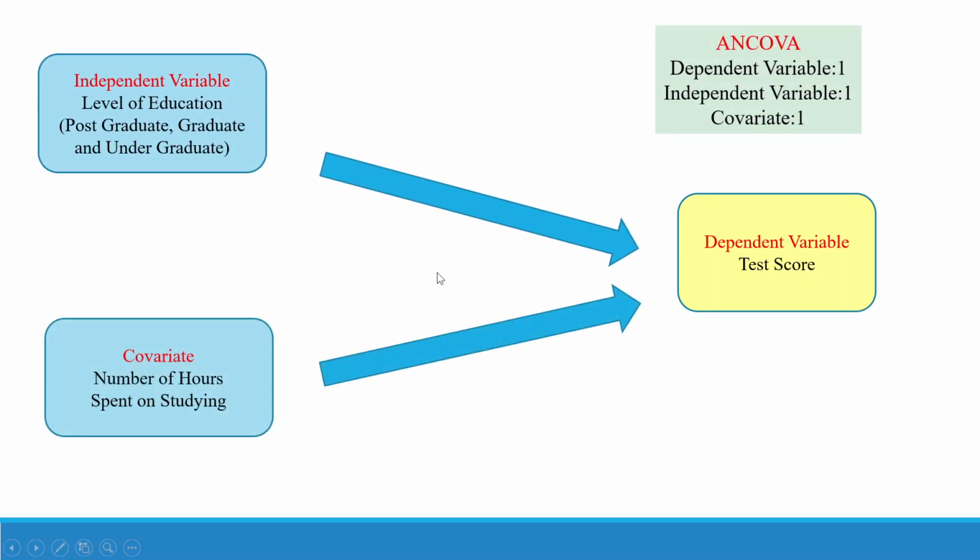Next is ANOVA. One dependent variable, one independent variable, one covariate. So the independent variable is same, dependent variable same, but one more additional variable has been included in our study, which is number of hours spent on studying. This is covariate. So we want to control the effect of this variable on the dependent variable. Basically, we want to kill its effect. So that's known as covariate.